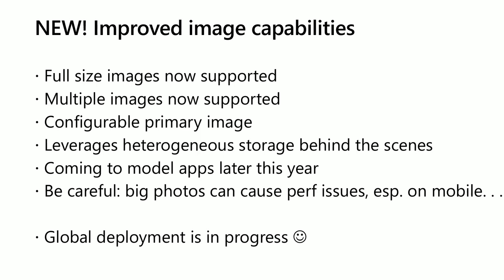The other thing is, this is available in Canvas apps nowish. It's still deploying. It'll come to model-driven apps later this year. One thing to be very careful about, though, is large photos, especially on that mobile user that's using a 3G connection in the middle of Idaho. I don't know why I picked Idaho. It could be Washington. Let's go with Washington since I live there. So just something to be mindful of as you use this in your applications. And it's in the process of being deployed globally right now.